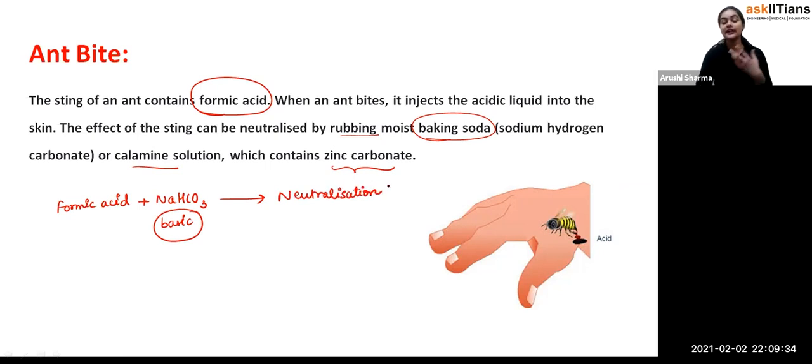That is, student, that the ant bite contains formic acid, but there is also some ant which injects a basic substance inside the skin, and you feel itchiness at that point also. So what you can do is use vinegar and rub that vinegar over that part, and that's how you get relief. Because it's not that only acid is there and you are adding the base. If the base is there and you are adding the acid, then also it will be a neutralization reaction.